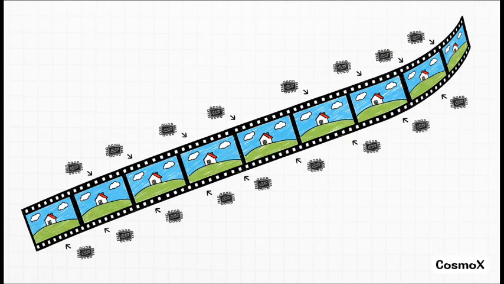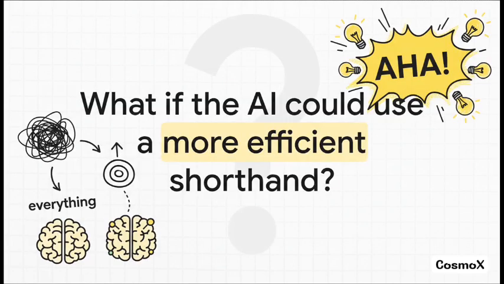Massive redundancy. Think about it. In any video, a huge amount of the information is just repeated. That blue sky, it's the same blue for hundreds of frames. The background behind a talking head, it doesn't change. So the AI is wasting a ton of memory, basically writing down sky is blue, sky is blue, sky is still blue, over and over again. And that was the big aha moment. What if the AI didn't have to write down everything? What if instead it could come up with a really efficient shorthand?